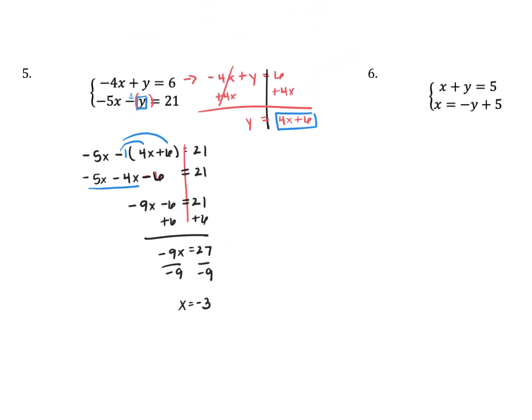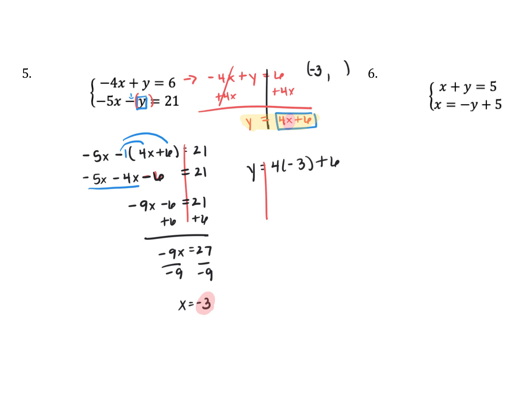Okay, so let's put that right here. So my x, which comes first, is a -3. So I need my y. The easiest one to do would be the one that says y equals right there. So I'm going to take this -3 and I'm going to put it right where that x is. I'm going to say y equals 4, parentheses -3, plus 6.